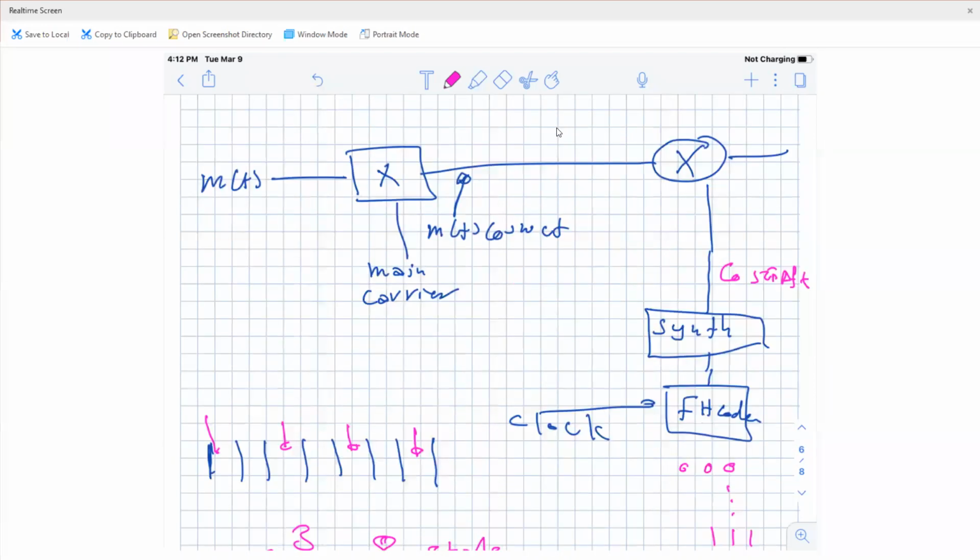So the second multiplier frequency will be what? Will be cosine 2 pi n delta f t. Of course, n depends upon what? Upon the code generated by the FH code. Now, if the FH code is 1, we have delta f. 2, 2 delta f. 3, 3 delta f, and so on.